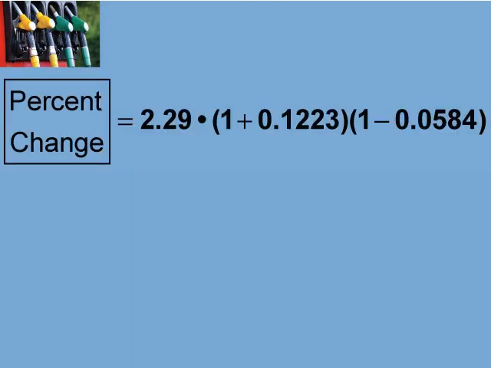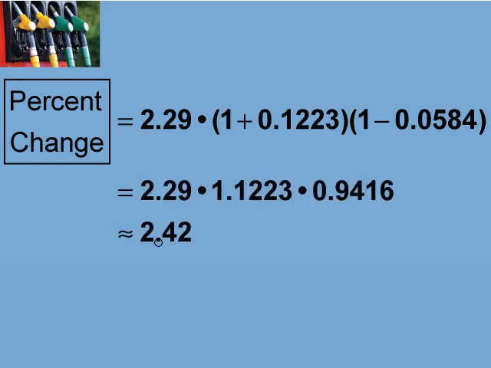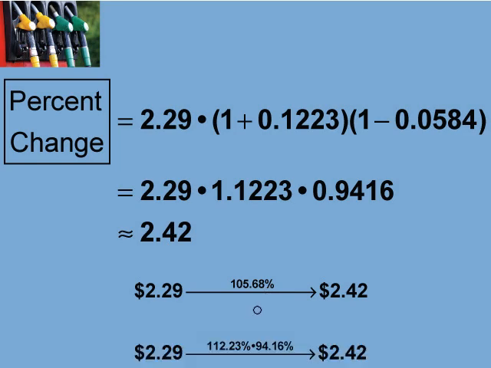We now look at the two percent changes in one formula. This is the original price, this is the percent increase, and this is the percent decrease. The new price is $2.42, which is the desired result. Notice that going from $2.29 to $2.42 is a percent increase of 105.68% of the original price. But that's the same as multiplying the individual percents, 112.23% and 94.16%. So multiple percents can be reduced to a single percent calculation.